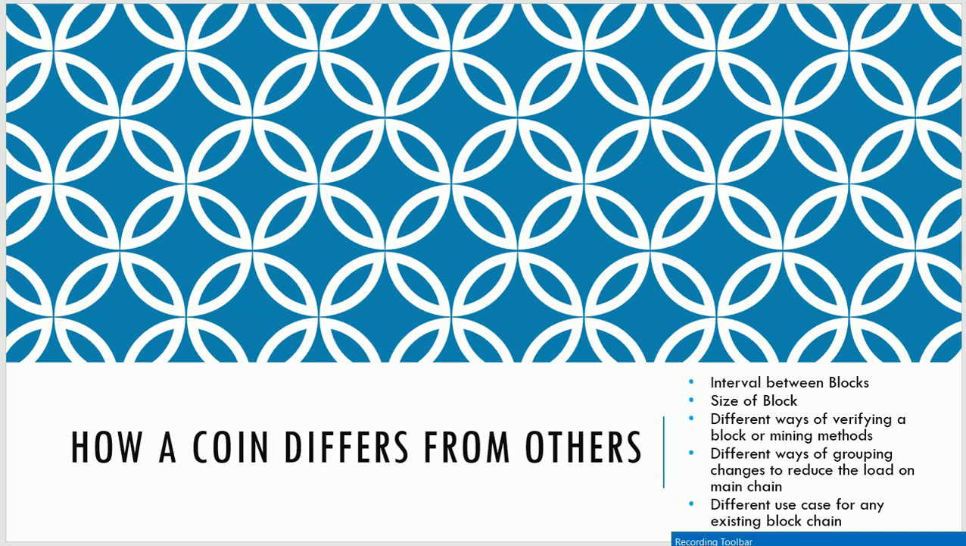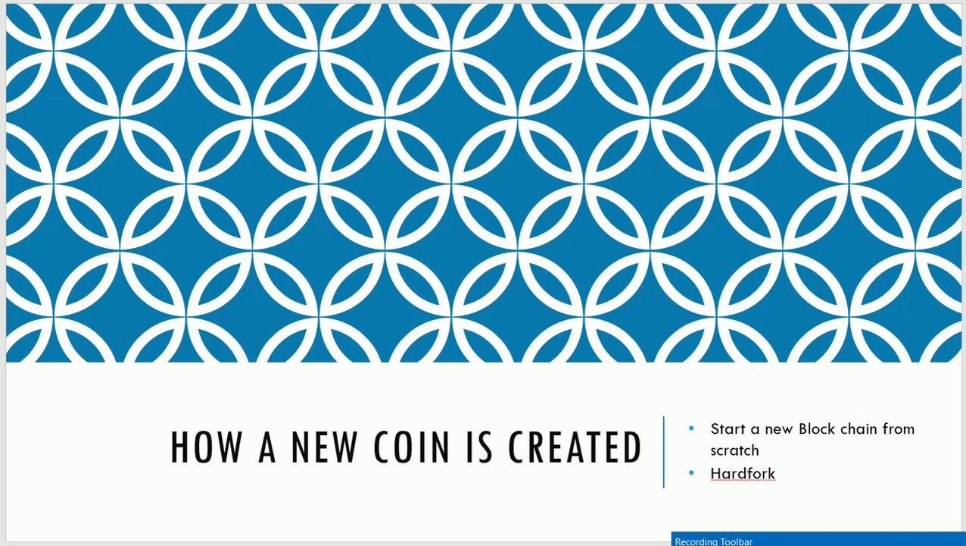So how is a new coin created? There are basically two ways of creating a new coin. The first one is starting a new blockchain from scratch. There are certain coins that start their own new blockchain from scratch, and that takes a lot of development work, and the concept of mining. They need miners from day one to make it successful. Without the people who verify the changes, they cannot make the blockchain work unless they get the attention of miners.